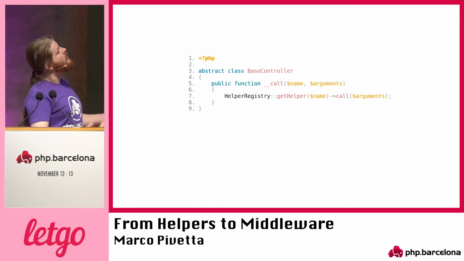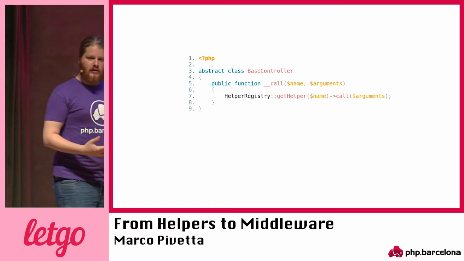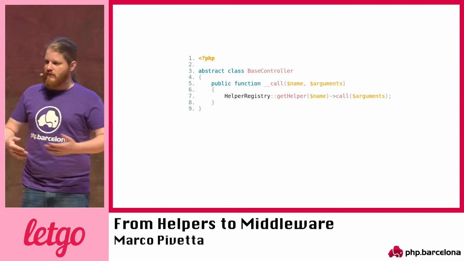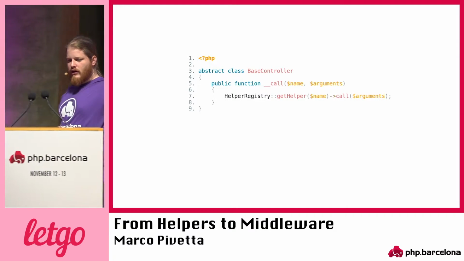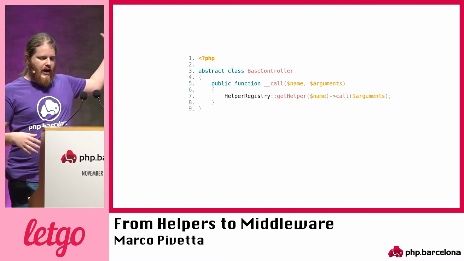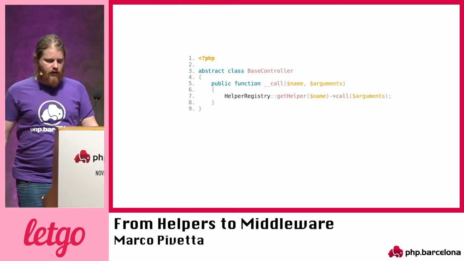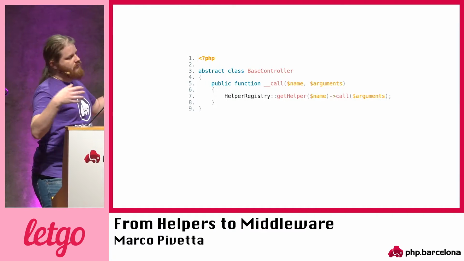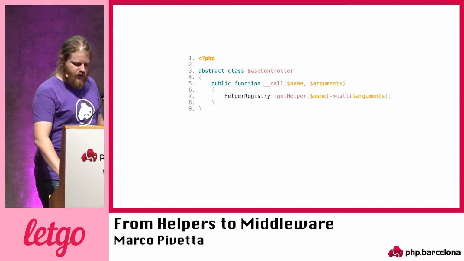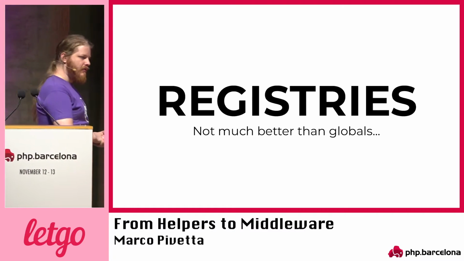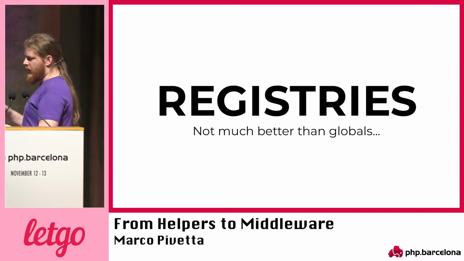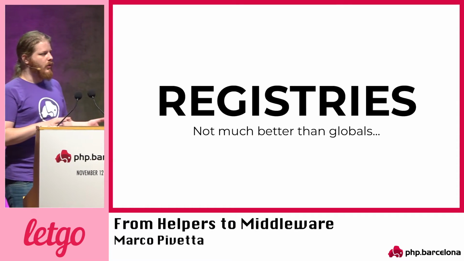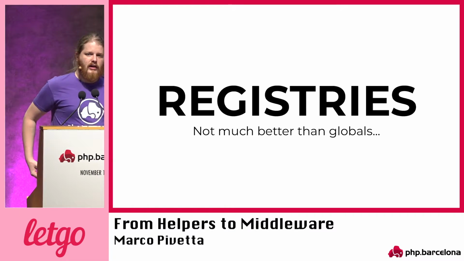So you have your base controller. Your base controller uses magic because PHP magic is awesome. We started doing it everywhere. And then this thing kind of figures out a helper by the name of the method you're calling and calls it, and magic happens. So we're using registries. And registries are not really that much better than globals. It's kind of the same concept.